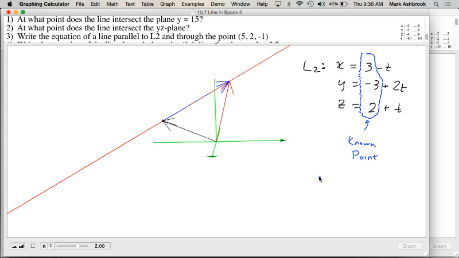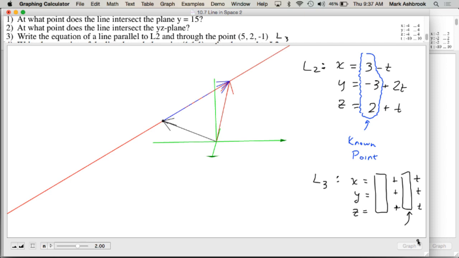Yep, so we'll call that L3, okay? L3 then is, we just go right to the parametric equations. You write down your known point, and then plus what's its direction? If it's parallel, then you can use the same direction vector, right? It's parallel, same direction vector. So that's what you need to write a line. You need a point, and you need a direction.